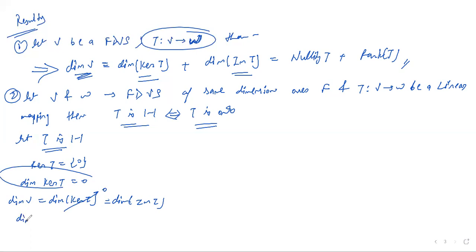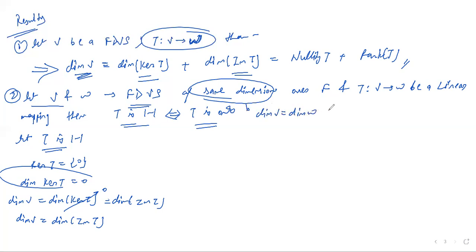That my dimension of V is equal to the dimension of the image of T, and it is given in the theorem that V and W are finite dimensional vector spaces of the same dimension, which means the dimension of V is equal to the dimension of W. So from this I can see that the dimension of V is equal to the dimension of the image of T, which is equal to the dimension of W, because the dimension of V is equal to the dimension of W.